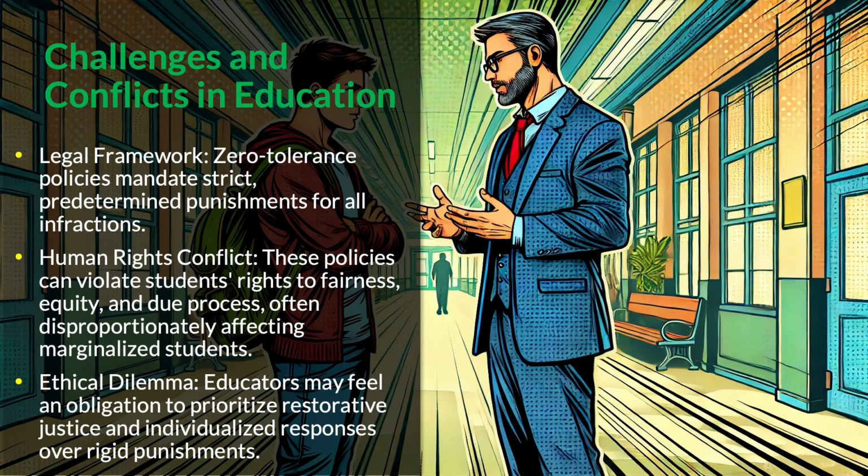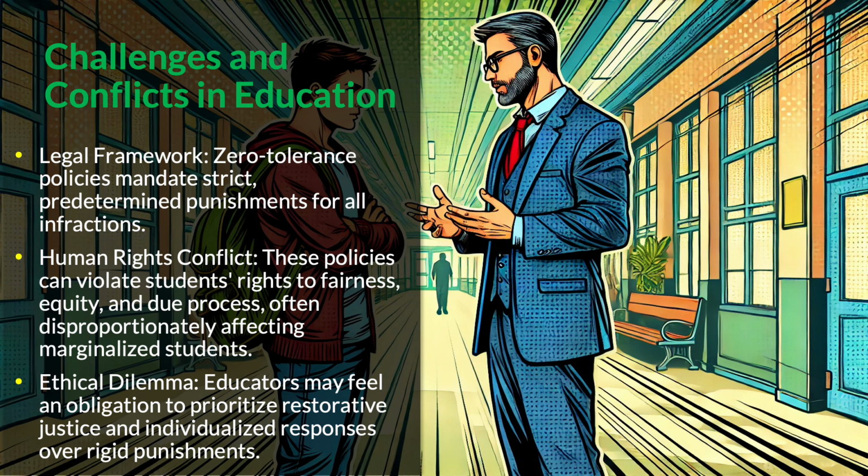In many cases, zero-tolerance rules do not account for individual circumstances, which can lead to harsh, unjust punishments that don't offer the student an opportunity to learn or grow from their mistakes. This creates an ethical dilemma for teachers. Should they follow the rules strictly, or should they advocate for approaches like restorative justice, which focuses on understanding the root causes of a student's behavior and helping them correct it?